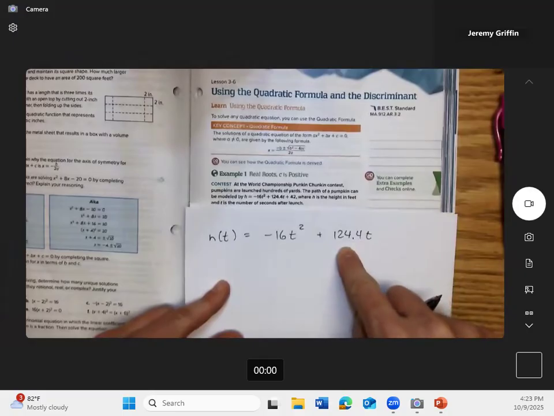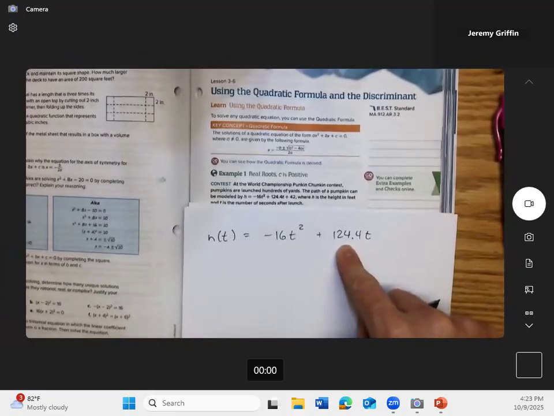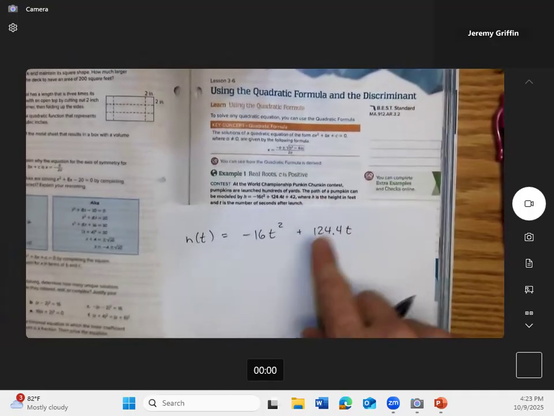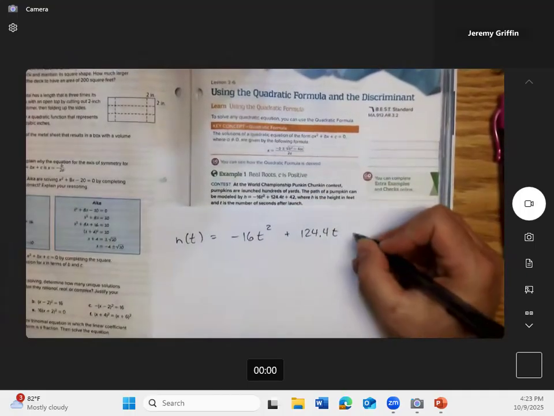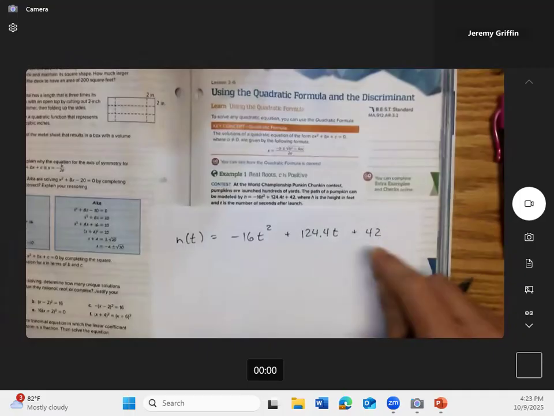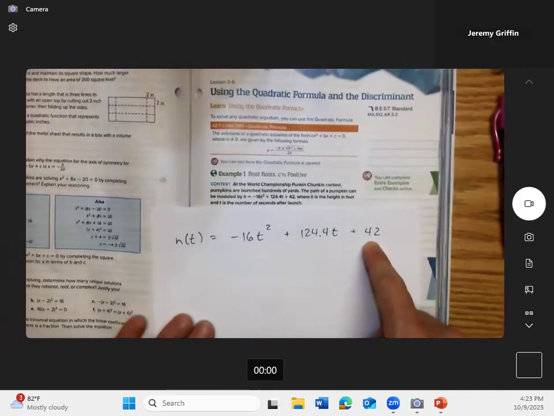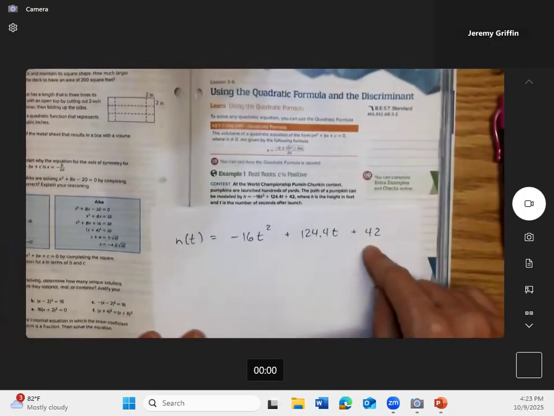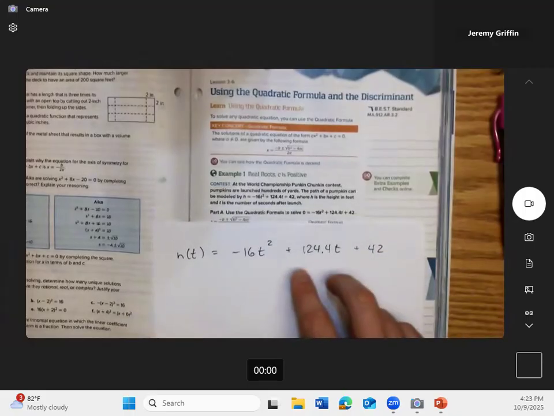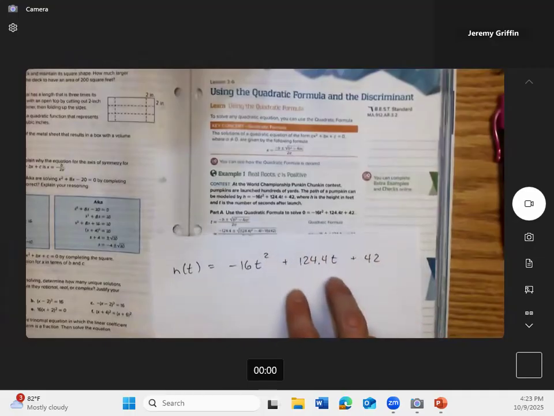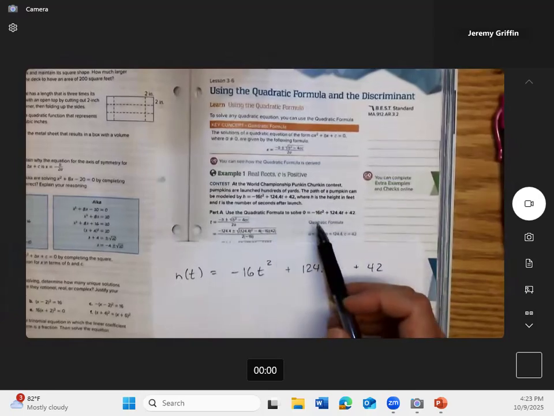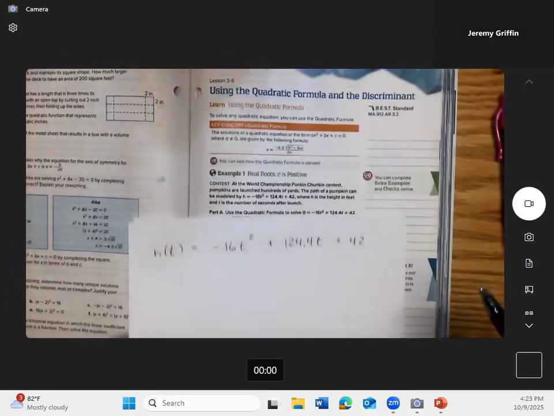124.4 feet per second is the initial speed. Maybe we're launching these pumpkins straight up, plus 42. The plus 42 tells you the initial height. So at time 0, maybe it was on a 42-foot cliff or ledge or something like that. So what do we want to find? They probably want you to find, say, the quadratic, set it equal to 0. So maybe where is it hitting the ground?